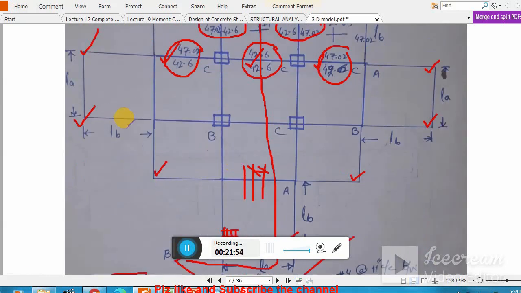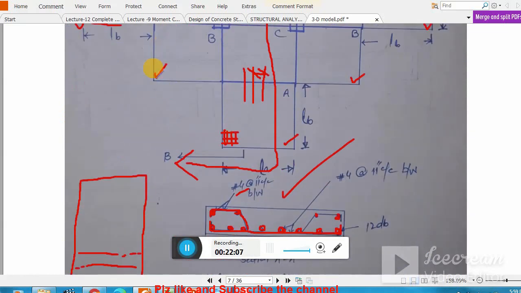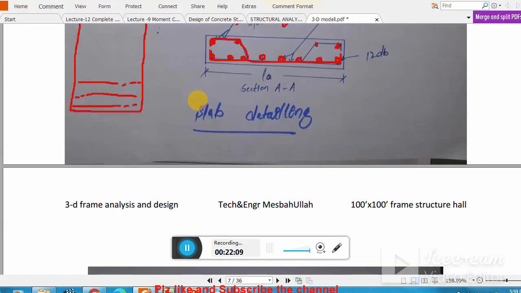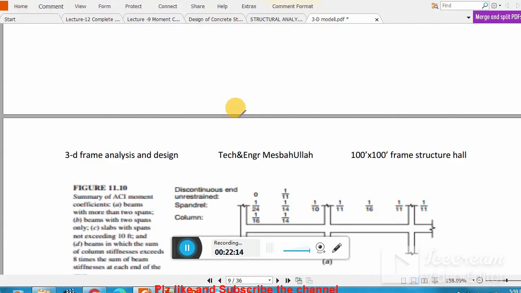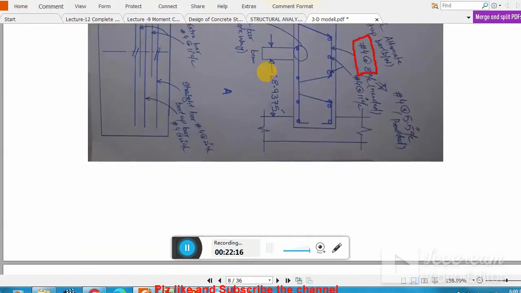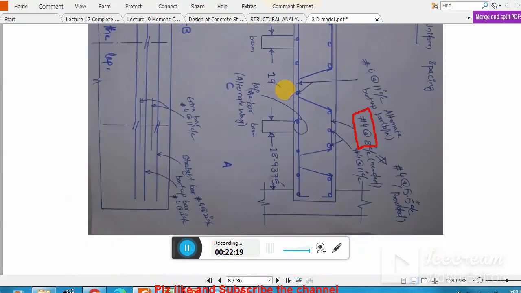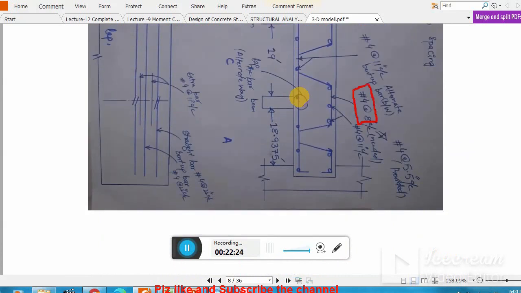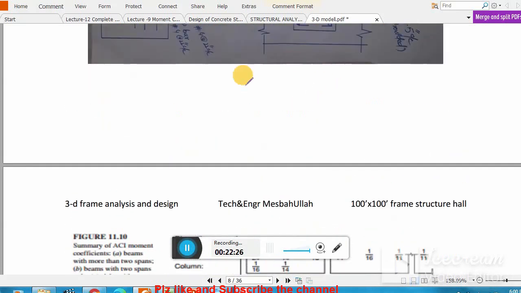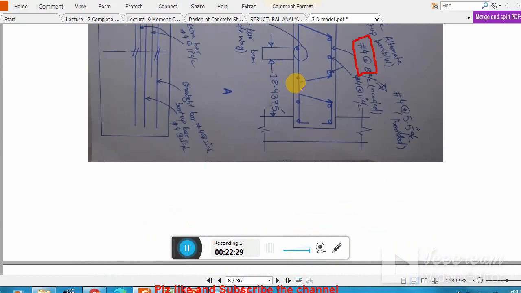So here I need torsion, but remember, if I provide an L beam here, if I provide a column, if I provide a beam here, then I don't need any torsional reinforcement. But if they are simply supported, then we provide such torsional reinforcement. So this video is related with the detailing of bars.